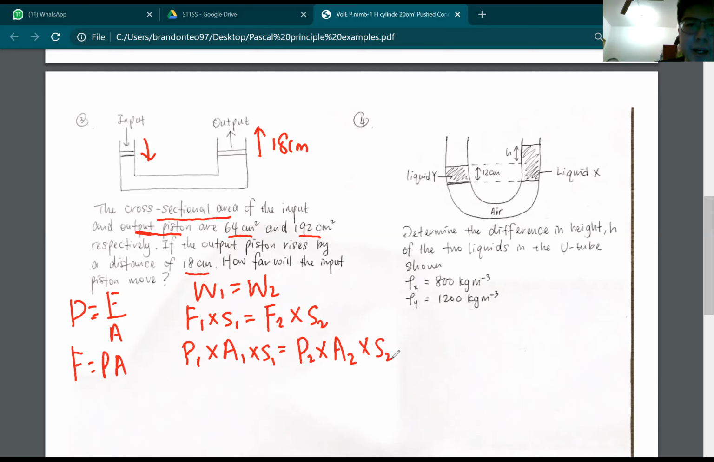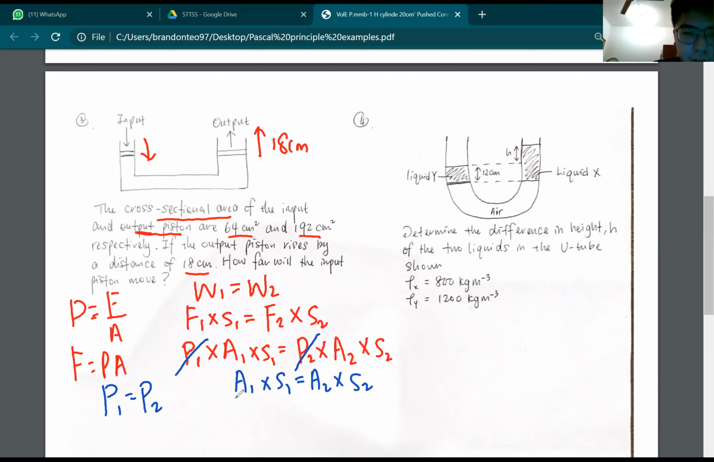Okay, so after I expand the equation, notice that P1 is equals to P2, right? P1 等于 P2. Okay, at different point, 2 different points, same. So I can just cut off this one. So that leaves us A1 times S1 等于 A2 times S2.